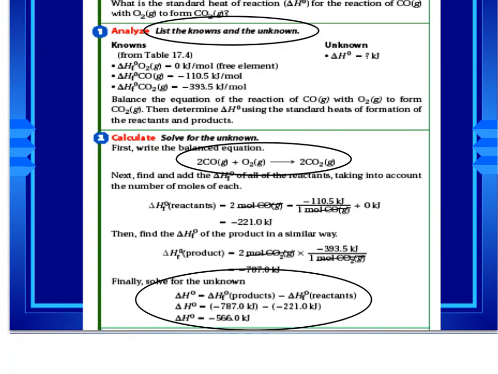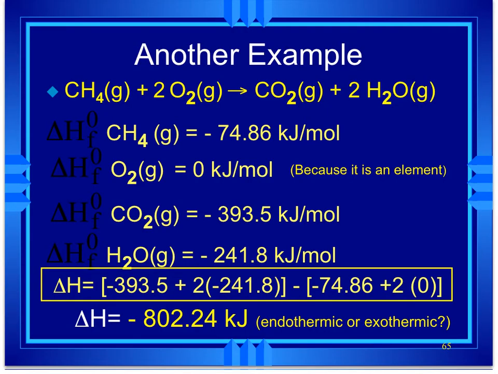So I just moved the slide up. Remember that the equation is you take your products minus your reactants. And so here's our products minus our reactants, and we have an overall heat of reaction of negative 556.0 kilojoules. That means that when we convert our carbon monoxide to carbon dioxide, it is releasing 556 kilojoules of heat or energy.